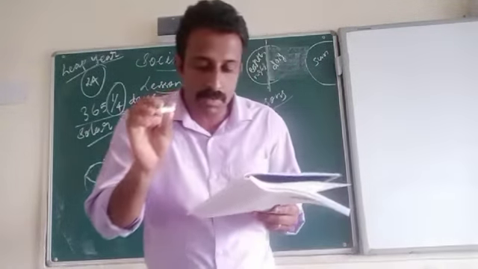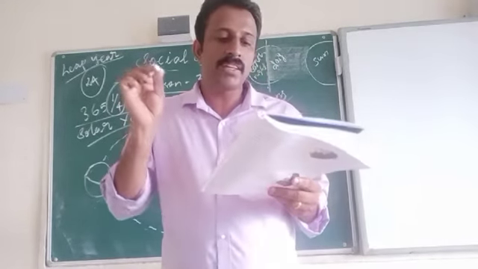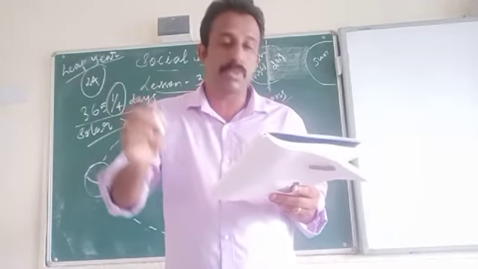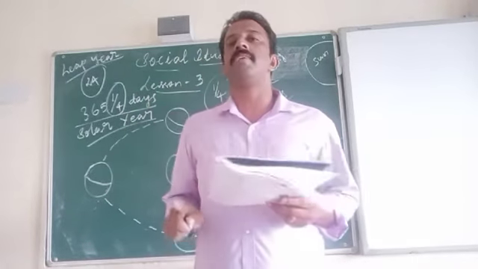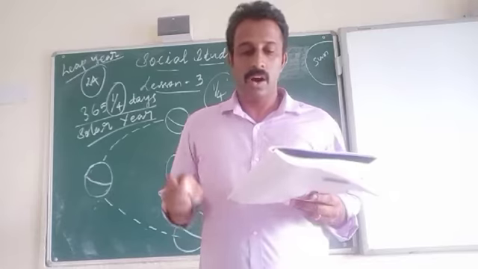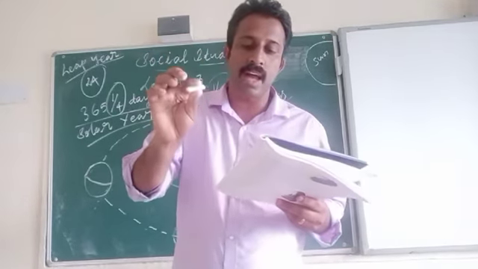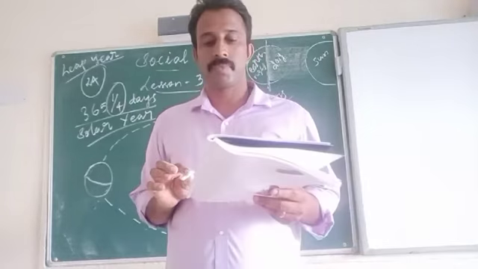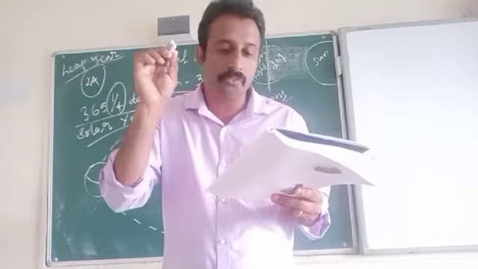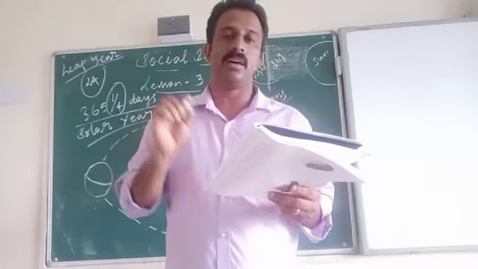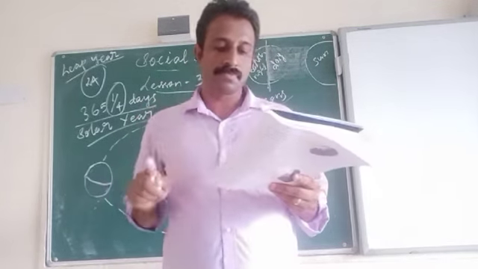Different parts of the earth face the sun at different times of the year. This gives us the seasons. All of you, one more time. The earth sometimes leans towards the sun and sometimes away from the sun. Because of this, different parts of the earth face the sun at different times of the year, and this gives us the seasons. All of you understood?